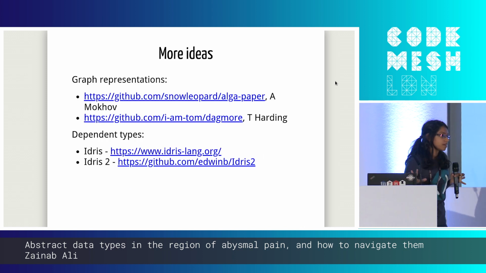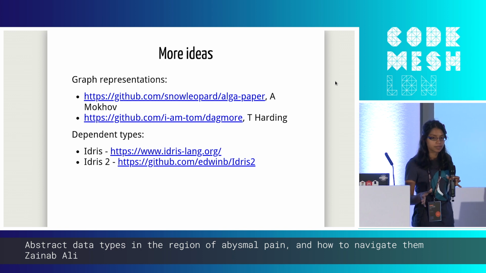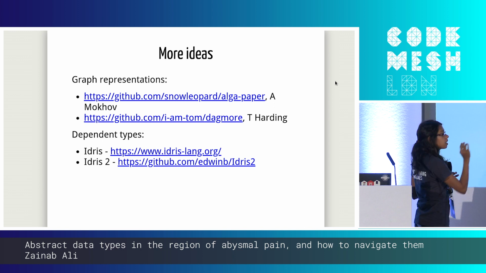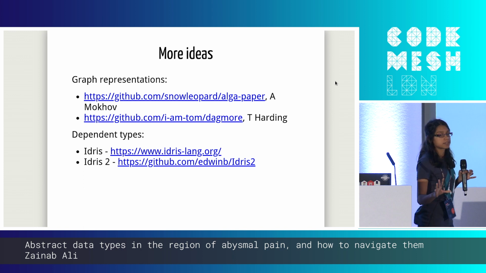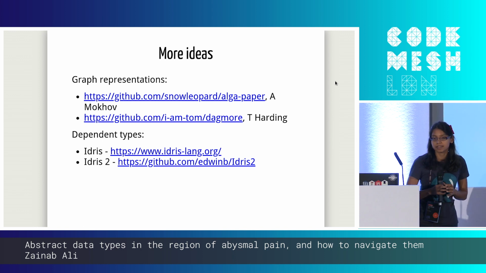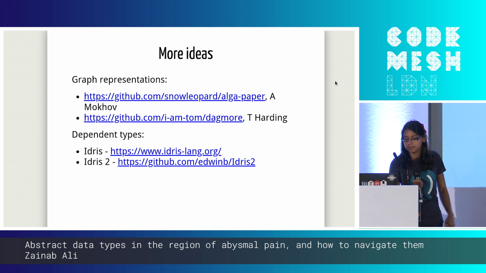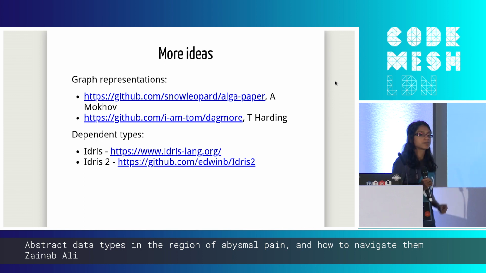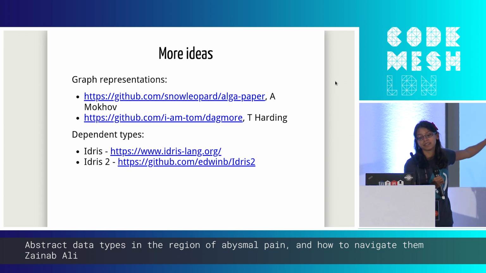Now, if you want some more ideas of how to play around with graphs, there are a few other really interesting ones in Haskell. There is a paper called Alga and a repository based on it with a different way of constructing graphs. It constructs them through composition. There are a few other really interesting GitHub repos that I've found, such as Dagmore, which uses similar ideas to construct directed acyclic graphs in Haskell. And I strongly, strongly urge you, if you haven't already, to go and check out Idris and take a look and play around with dependent types.